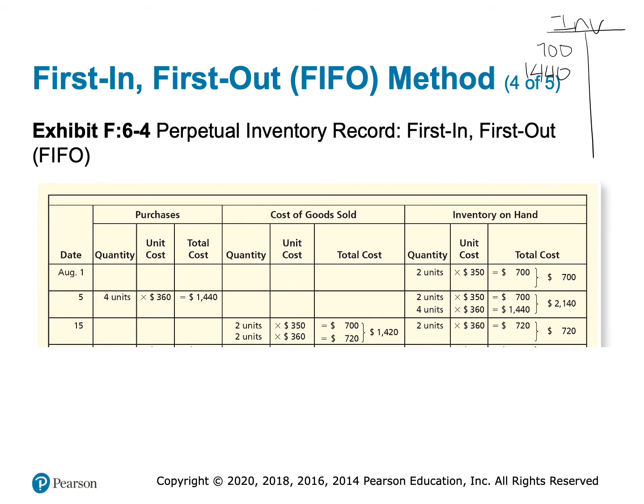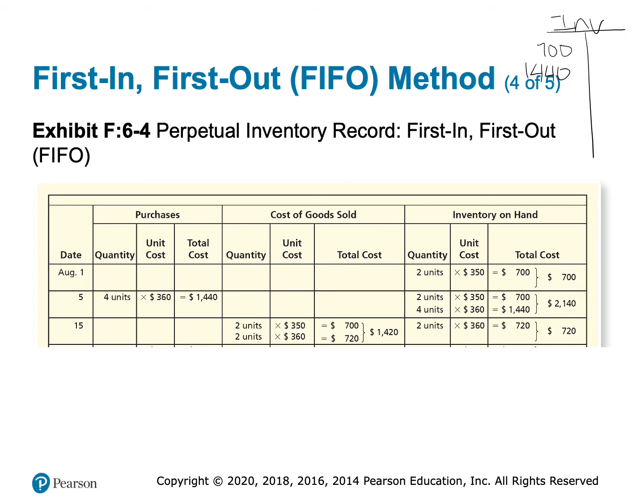Okay? Because the next thing we're told is that we sold some units, right? So we sold 4 units. Now, under FIFO, we are assuming that we sold the oldest units first. So that means we're assuming that we sold the 2 old units at $350 plus 2 of the new units at $360. So we're assuming that our cost of goods sold is the 2 times $350 plus the 2 at $360 for a total of $1420.